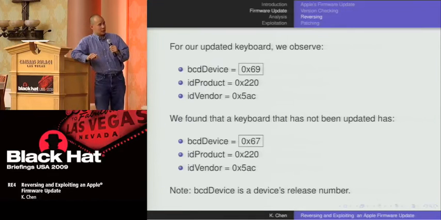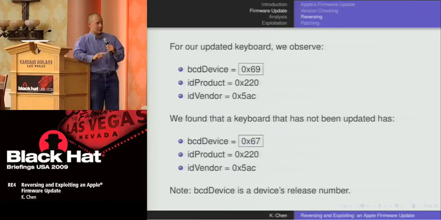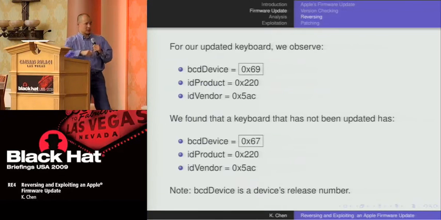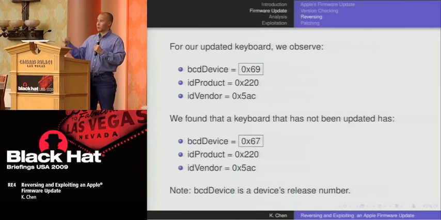But the updated keyboard has a BCD device of 69, and the non-updated keyboard has a BCD device of 67. BCD device is just binary coded decimal for the device's release number. So this is a very easy way to scan the USB bus and see whether or not the keyboard is updated.